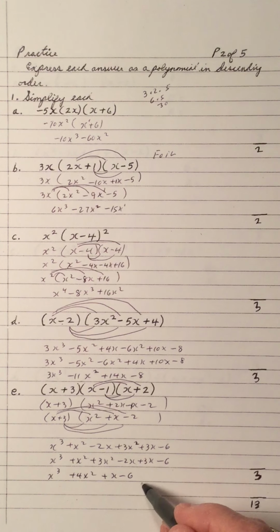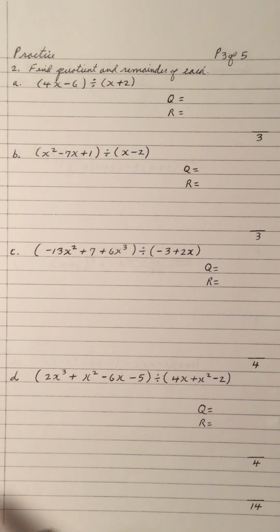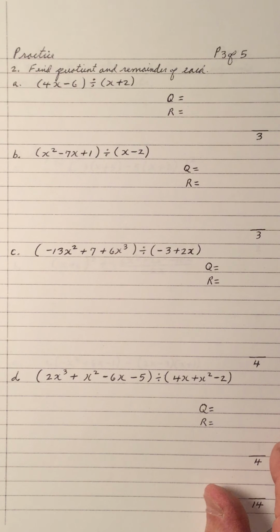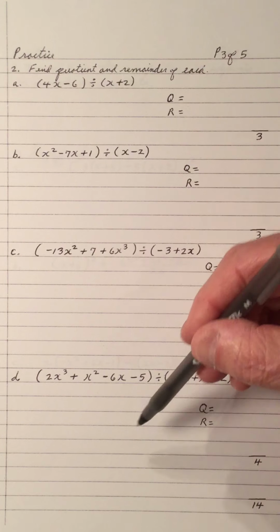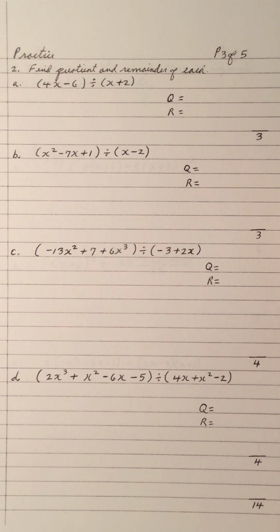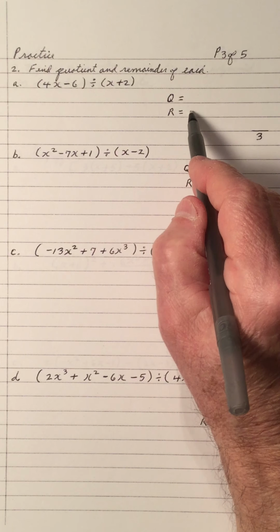Judge for yourself where you made an error. If you did make an error, 3. Total up the score, and what do you get out of 13? Here we go. Next page. Practice. Practice means pause the video and work all of these out to see if you're going to get the right answer. This time we're trying to find a quotient and a remainder. So when I get the answers, I'll put them in here.